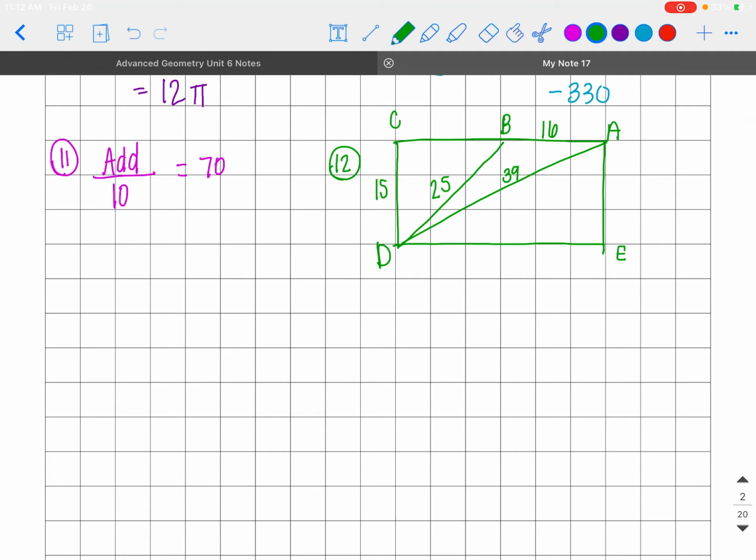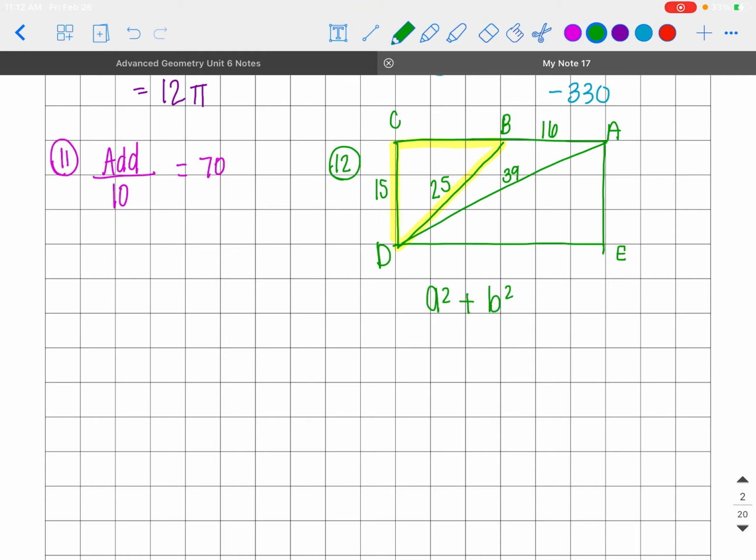All right, it says B lies on AC, or I can see that. AD and BD are shown. We want to know the length of BC. Well, I have a right triangle here. I don't need that 16 or the 39. We have the Pythagorean Theorem.